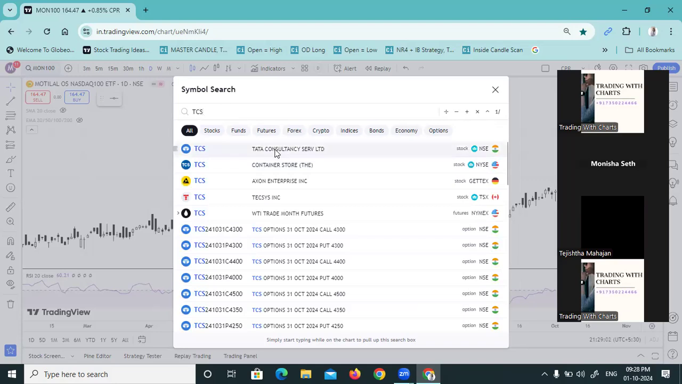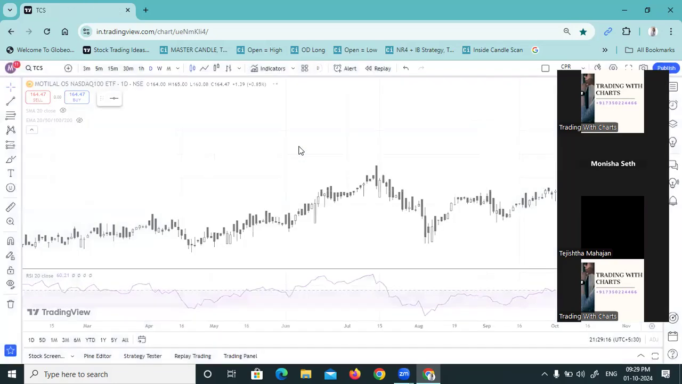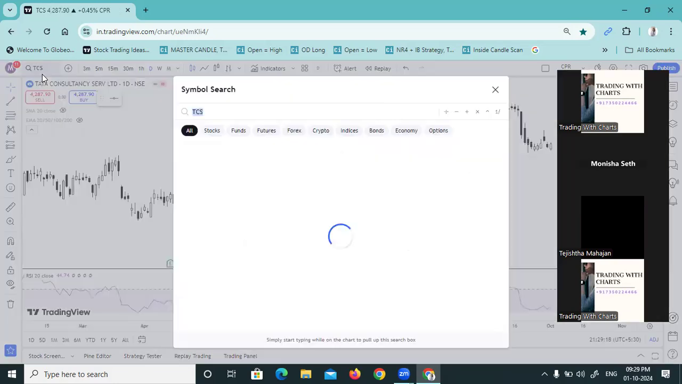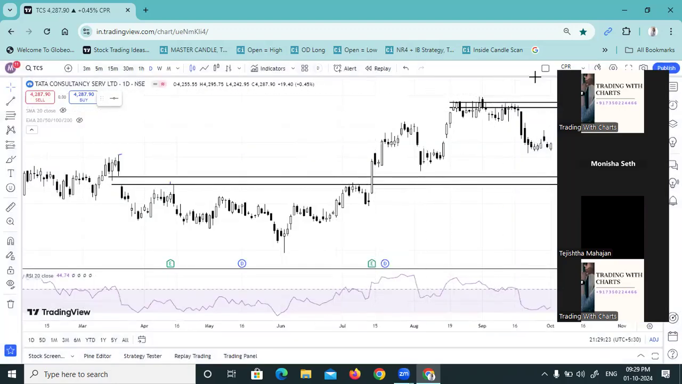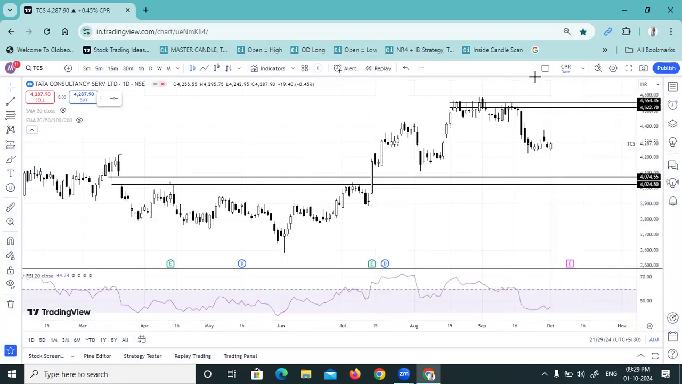Now when you type TCS, you will get two options. One is NSE, the other is from BSE. So always open the NSE chart, where NSE is written. Just click on TCS, and the graph will open. So this is the candle graph of TCS.